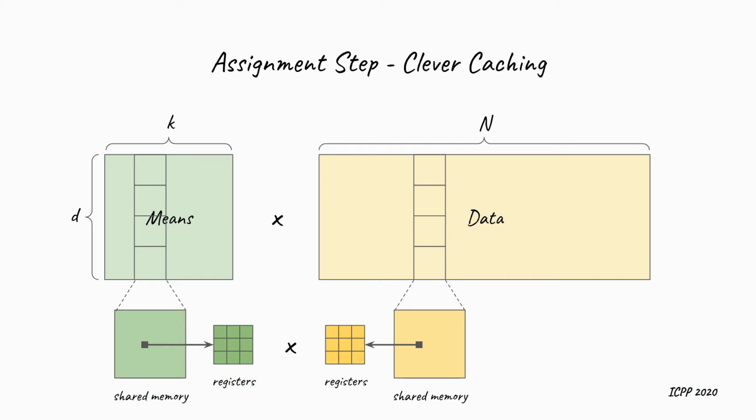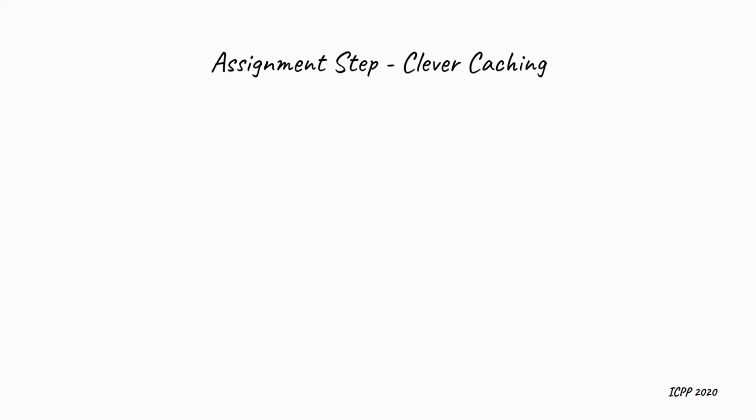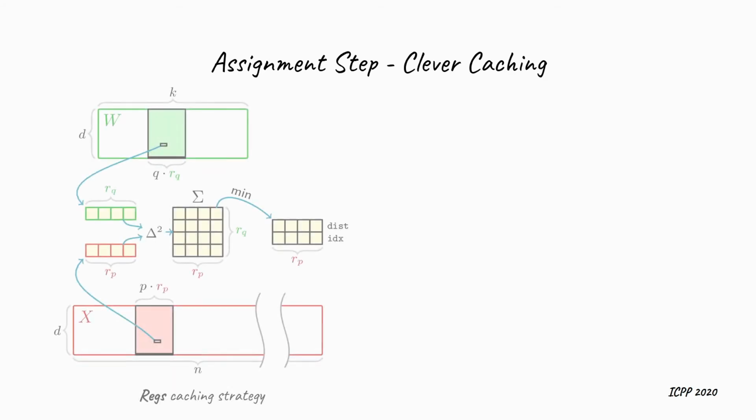We have tried several approaches, and here I would like to present the best two of them. The first one is denoted the Rex caching strategy, because in this strategy we use registers to cache the input data as well as the intermediate results. It is very similar to the tiling approach. We cache fragments of input matrices in shared memory and smaller fragments in registers. We also cache intermediate dot products in the registers, which are later aggregated into intermediate minima.